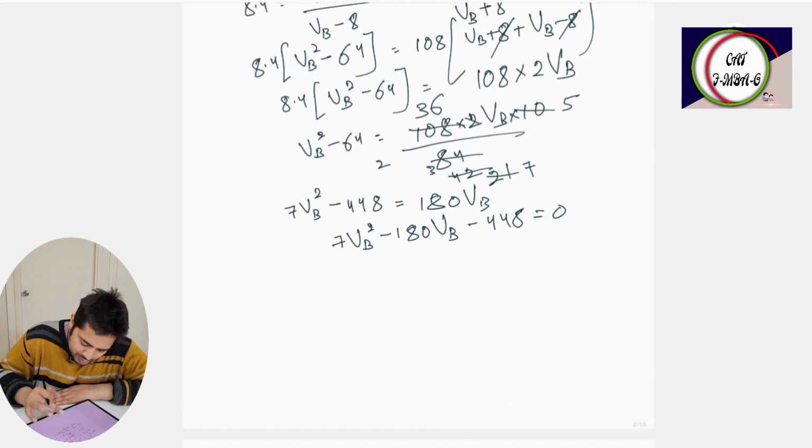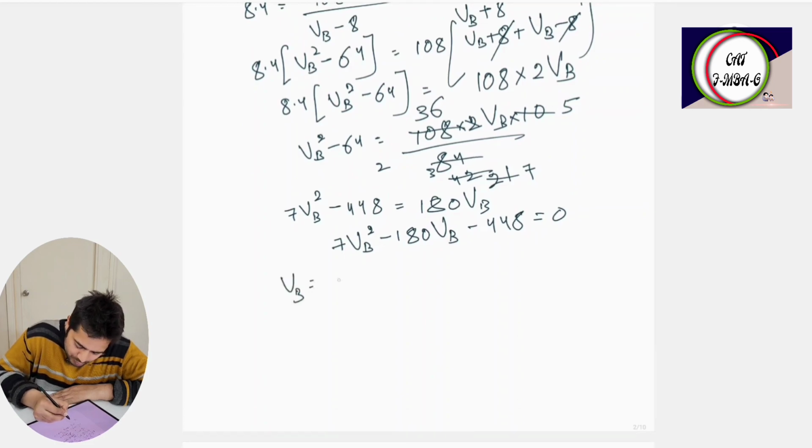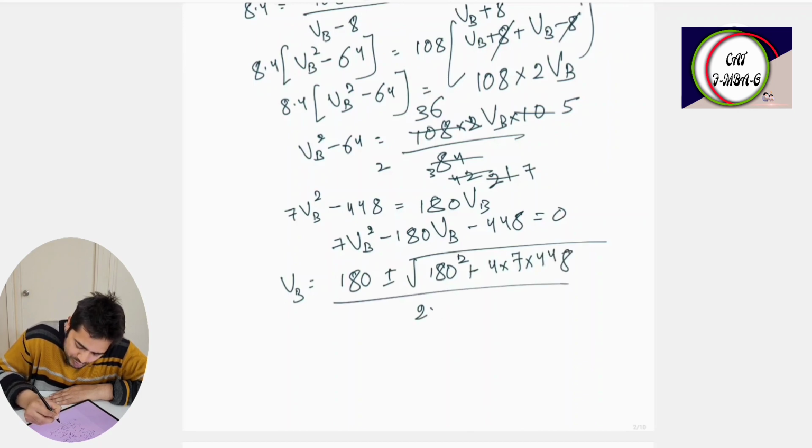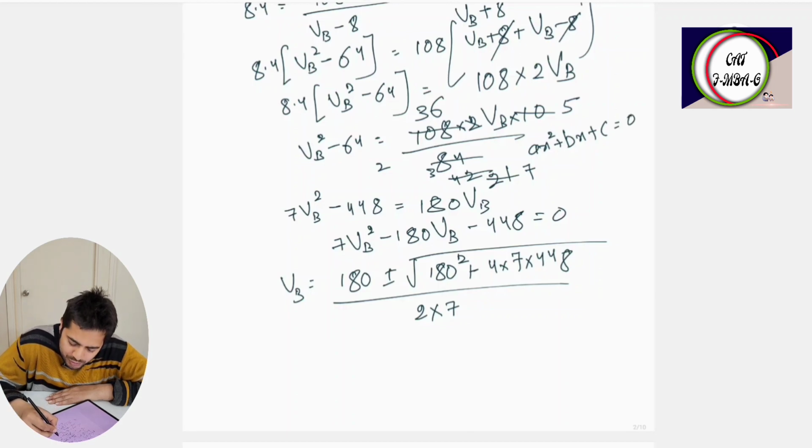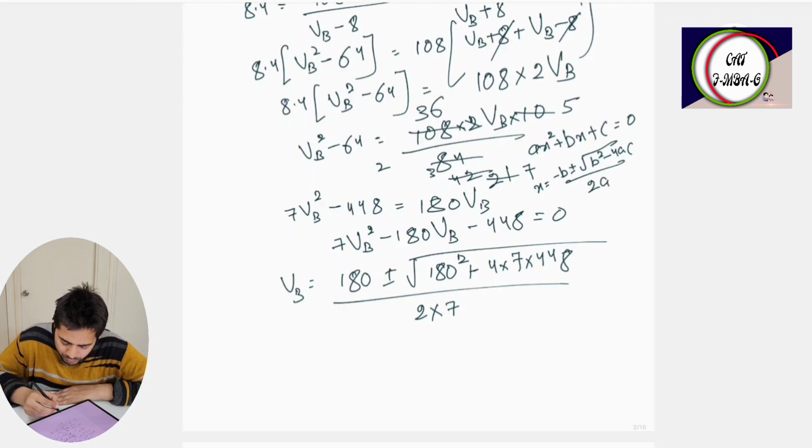So you can solve this by VB is equal to minus b plus minus root under b square minus 4 into a into c, divided by 2 into 7. We are using, if the equation is given as ax square plus bx plus c is equal to 0, to find out the roots of the equation, x is equal to minus b plus minus root under b square minus 4ac divided by 2a. This formula you have to use.